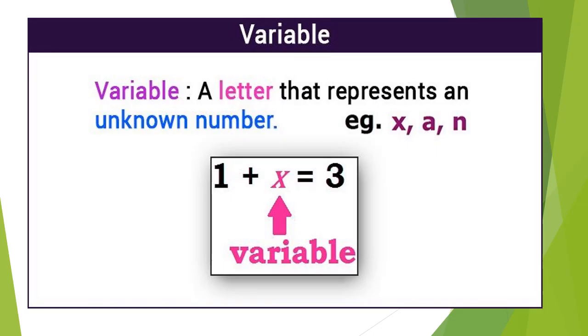Variable. A variable is an unknown value. For unknown value, we can use any alphabets. Here, example 1 plus x equal to 3. x is an unknown value. So, x is a variable.